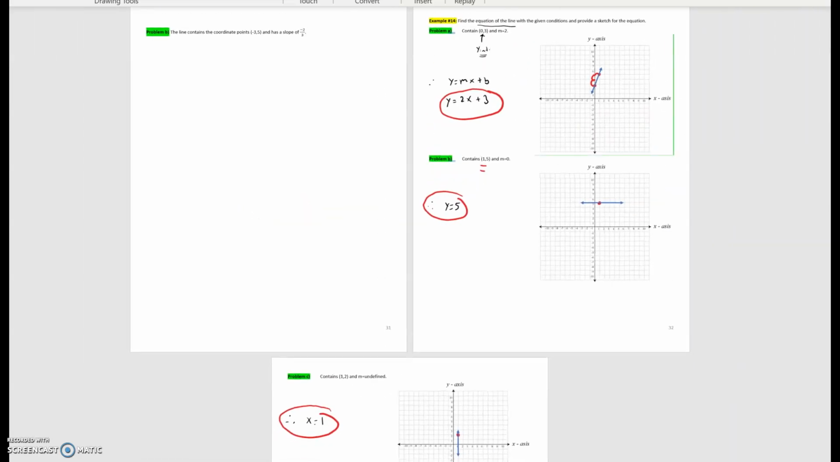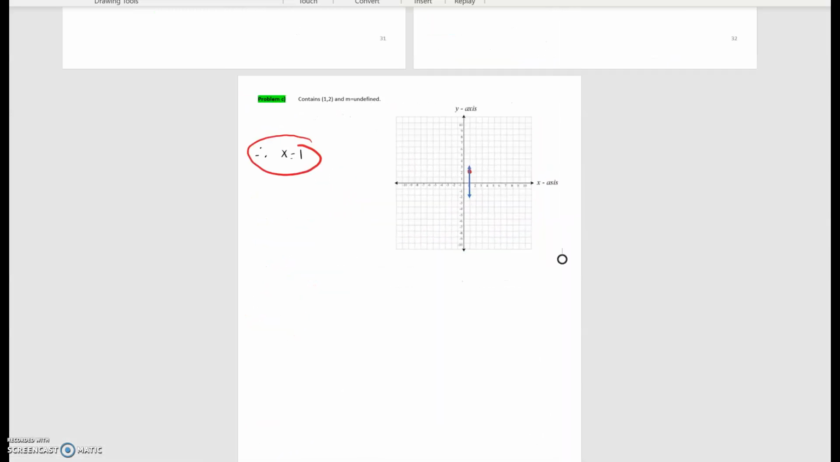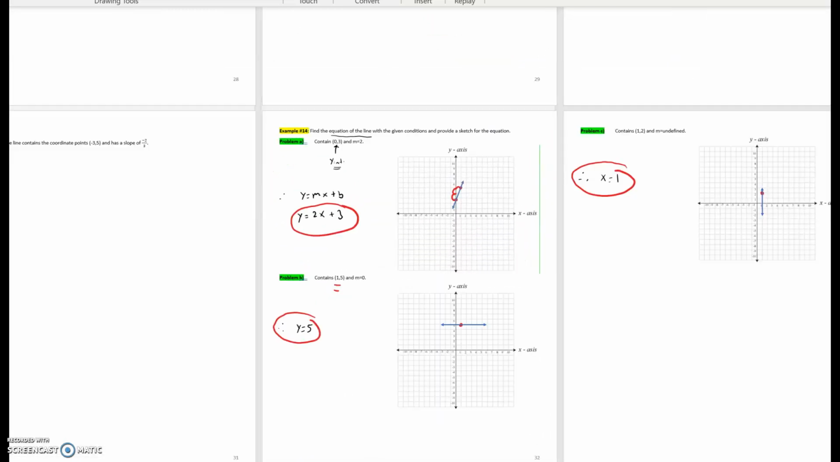Let me just display the last two, but it won't let me do the last two. That's actually it for this last example.